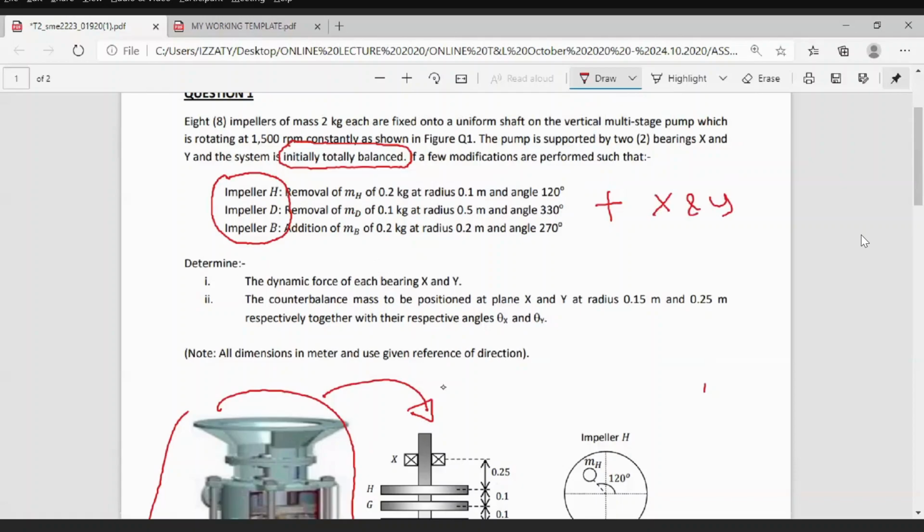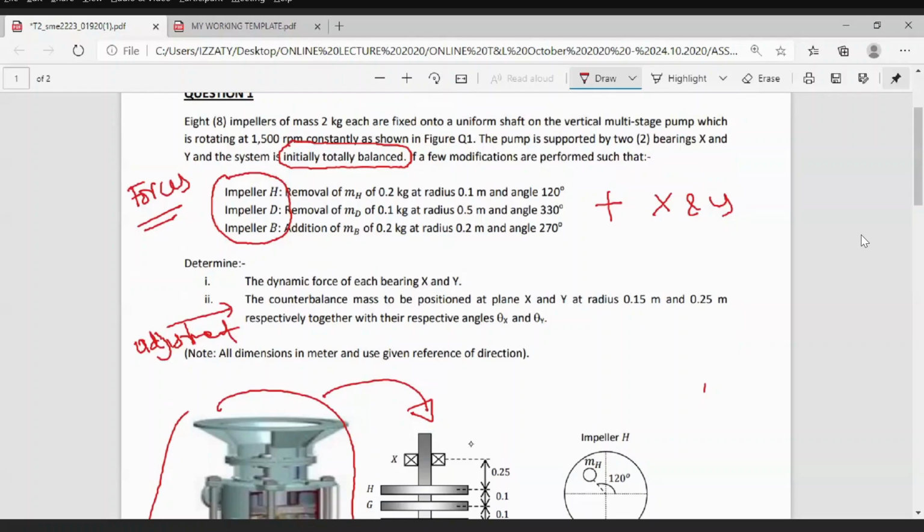Because this one, the first part will be talking about forces. The second part, what are they talking about? Adjustment. And you're very fortunate that you have only one dynamic force. If this one is counted, this one talking about the total force, you need to do all the 8 impellers by statics analysis, but please be ensured that all the impellers must be after modification. The modified impellers are only H, D, B. The rest is basically the initial mass of the impeller.